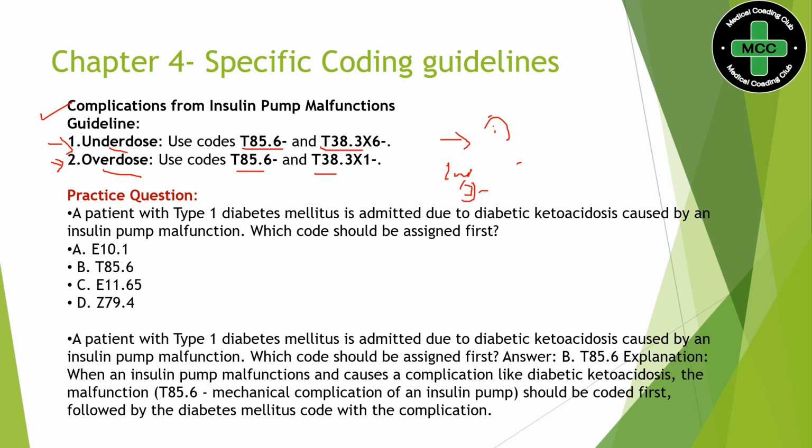Here a patient with type 1 diabetes mellitus is admitted with diabetic ketoacidosis caused by an insulin pump malfunction. So here the primary code should be the mechanical complication from the pump malfunction. The T85.6 category code should be sequenced first.